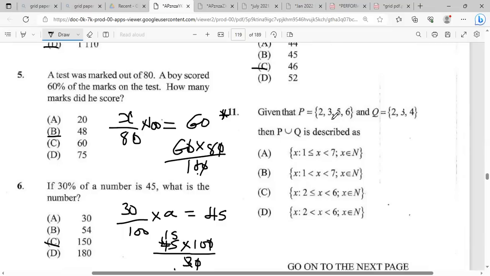Given that P is equal to 2, 3, 5, 6, and Q is equal to 2, 3, 4, then P union Q is described as, first of all, I'm just going to write it out. So it's 2, 3, no number needs to be repeated, 4, 5, and 6. So union means you combine them, just like a marriage, you combine it.